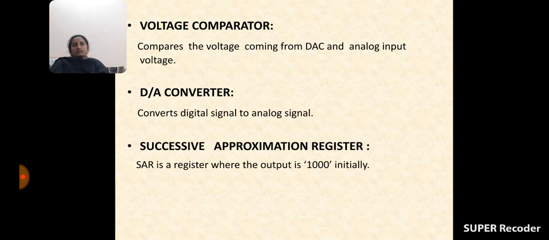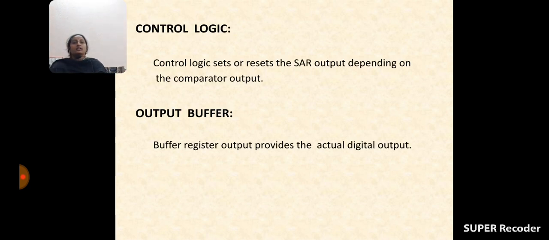Voltage comparator: our voltage comparator will compare the voltage coming from the digital to analog converter and the analog input voltage. Our D2A converter will convert the digital signal to the analog signal. The successive approximation register is a register where the output is 1 0 0 0 initially. What is the initial output of the successive approximation register? 1 0 0 0.